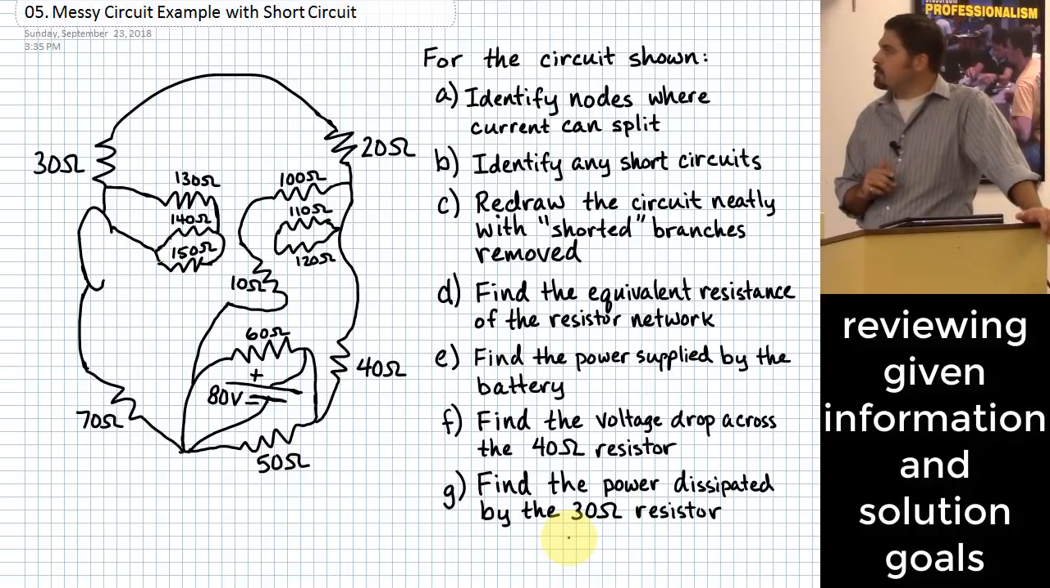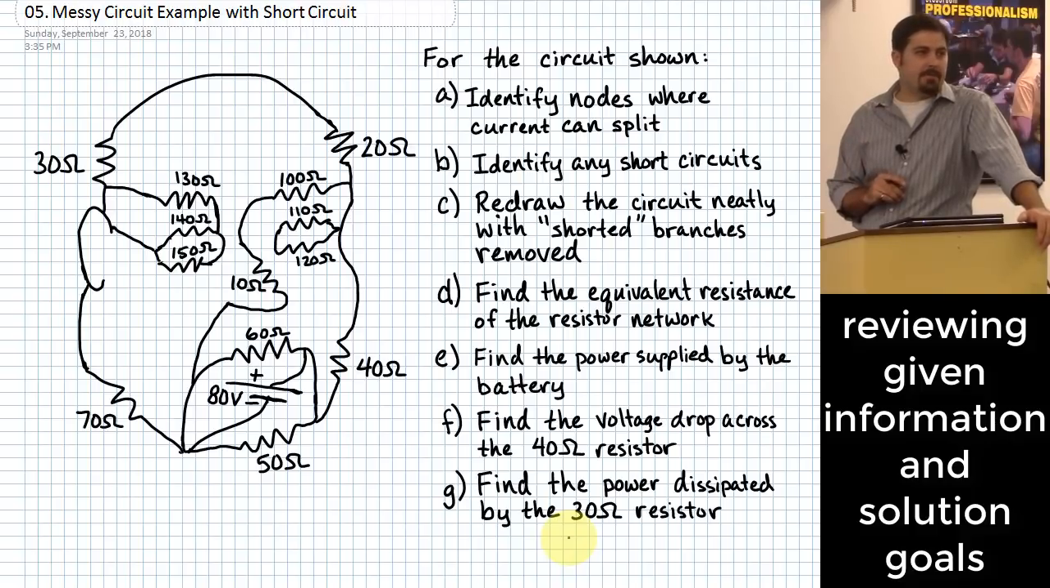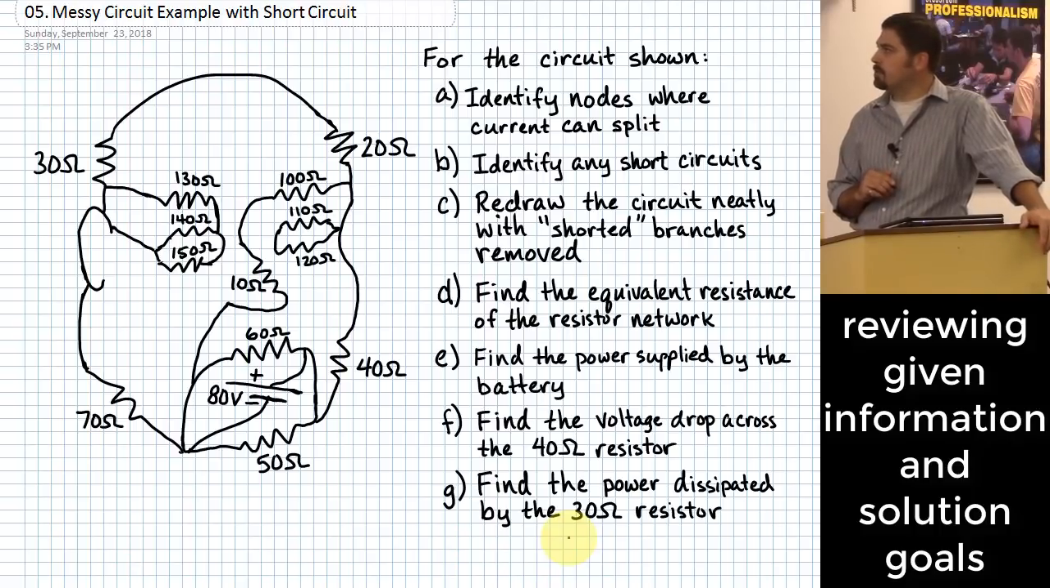We'll identify any short circuits. I'm going to talk a little bit about what a short circuit is, how you can identify them, and what you can do if you find one. Next, we're going to redraw this circuit neatly, and then we're going to remove any of the shorted branches. That may be a little bit of a preview of what you're going to get to do if you find a short circuit somewhere. Okay.